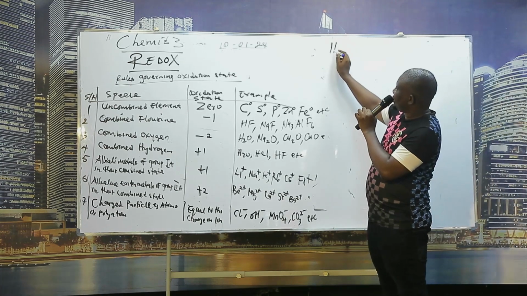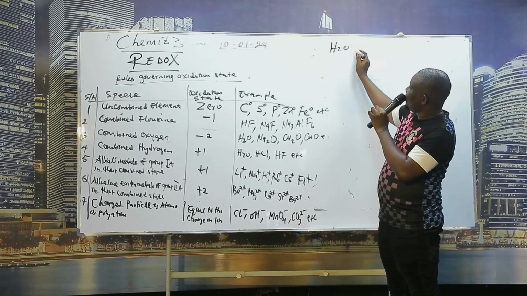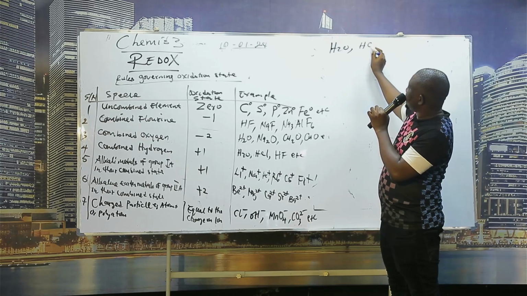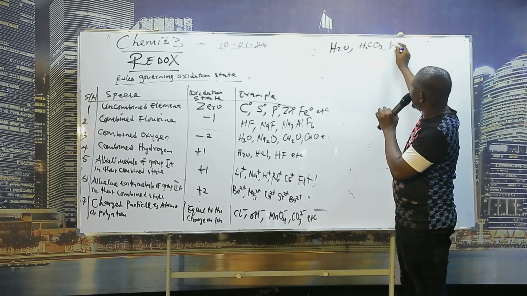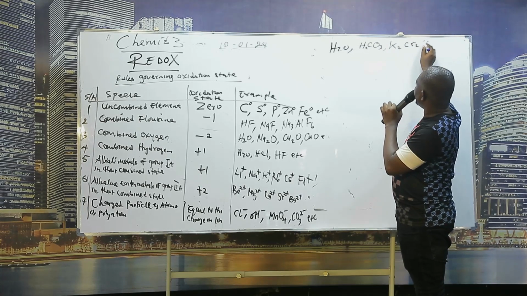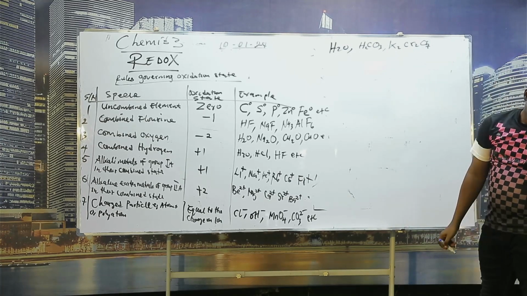Example: H2O. The sum of the oxidation states of the atoms here is what? 0. H2CO3. Everything here is what? 0. K2Cr2O7. Everything here is what? 0, etc.